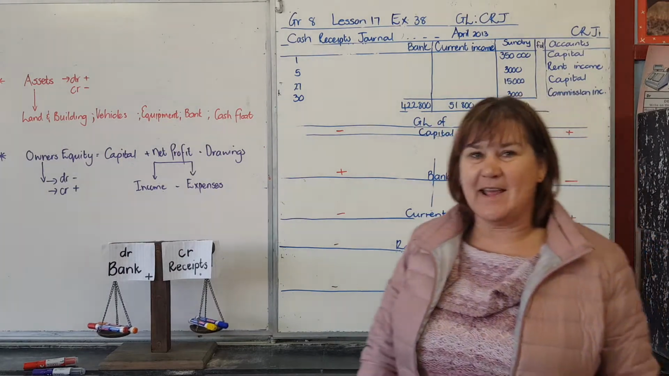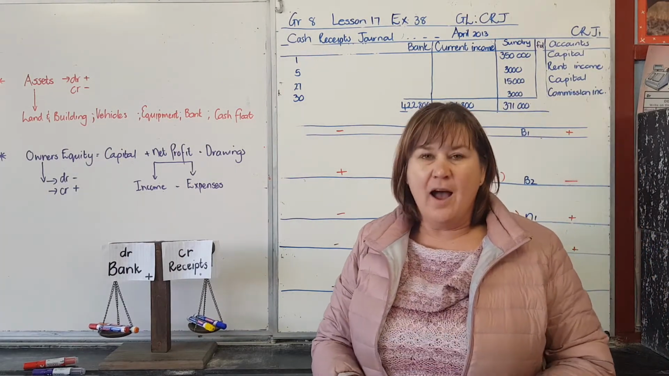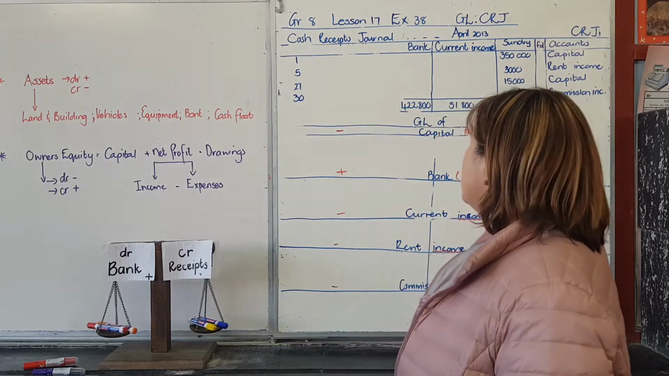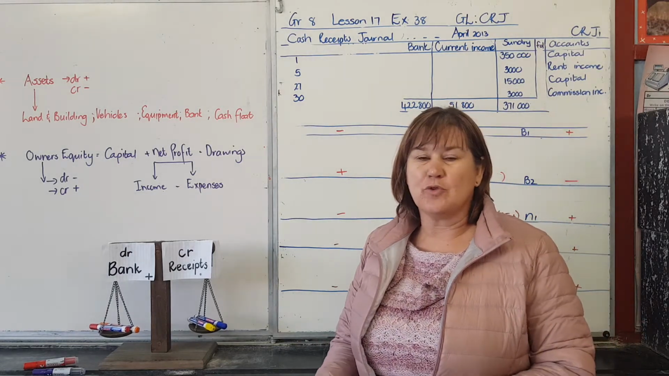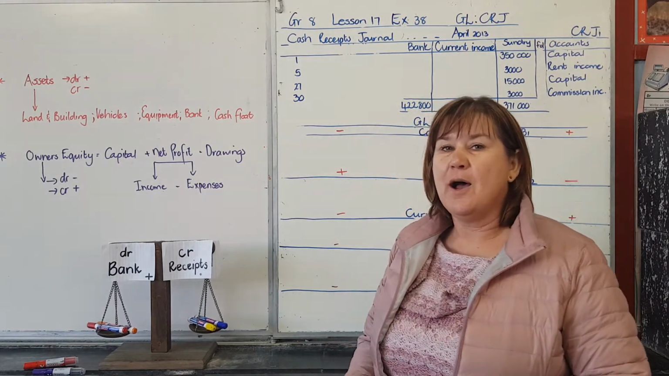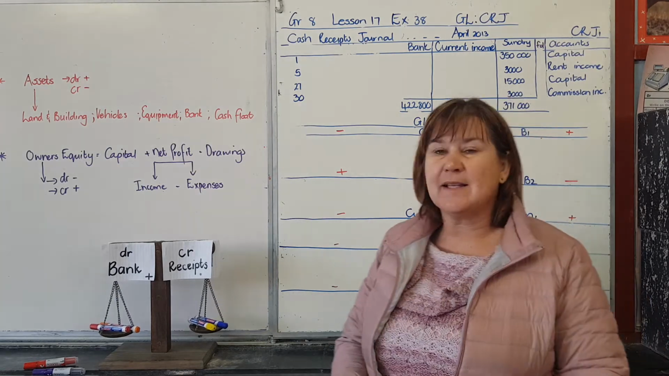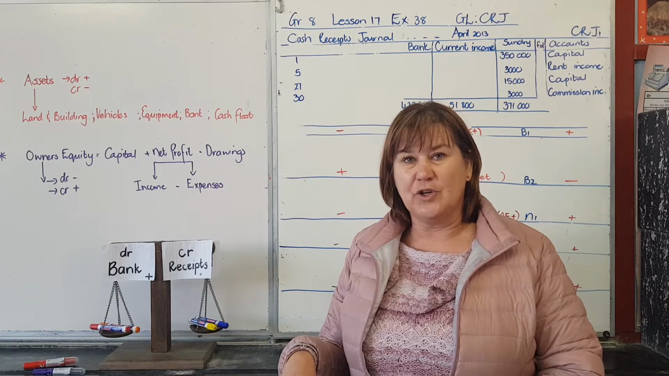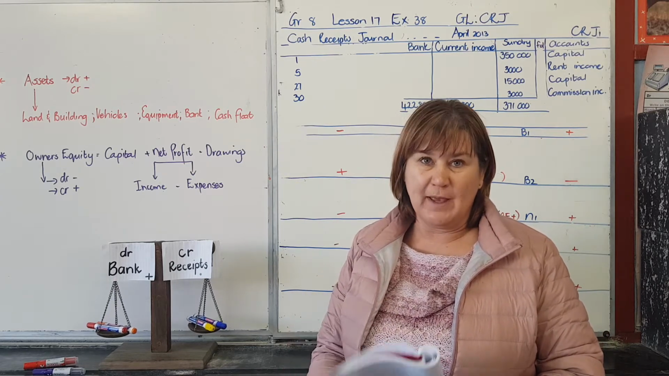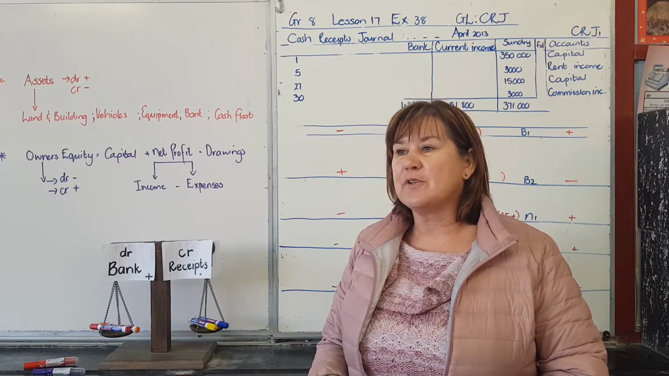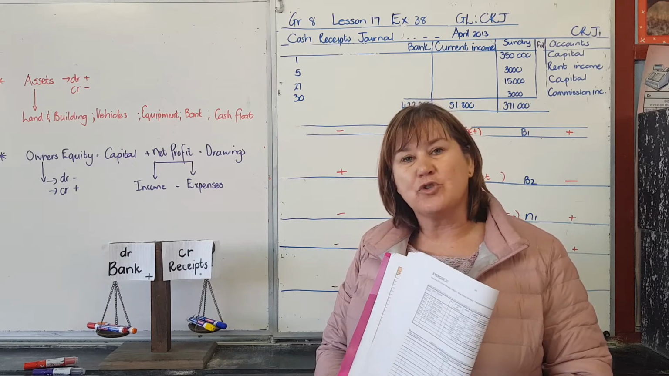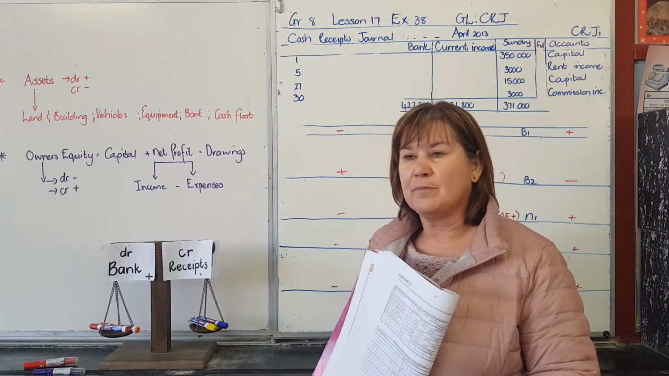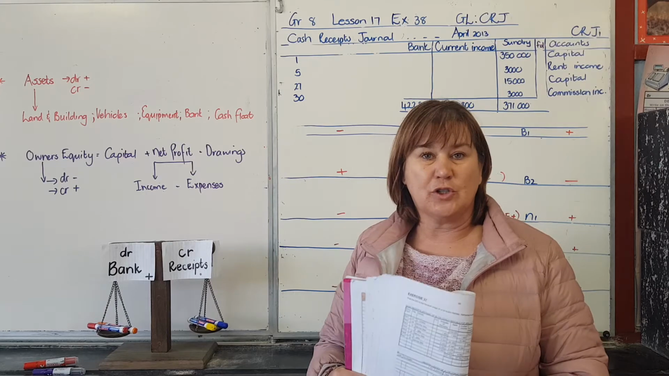Lesson 17, exercise 38. The posting to your general ledger from your CRJ. Your next work will be exercise 39, but I'm going to explain exercise 39 to you, and then your homework will be exercise 40, because it's the posting from your cash payments journal to your ledger.